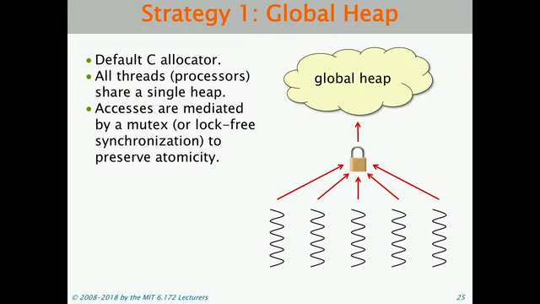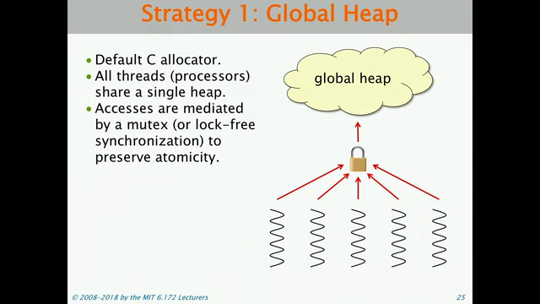You can also use lock-free synchronization primitives to implement this. We'll actually talk about some of these synchronization primitives later on in the semester. And this is done to preserve atomicity because you can have multiple threads trying to access the global heap at the same time, and you need to ensure that races are handled correctly.